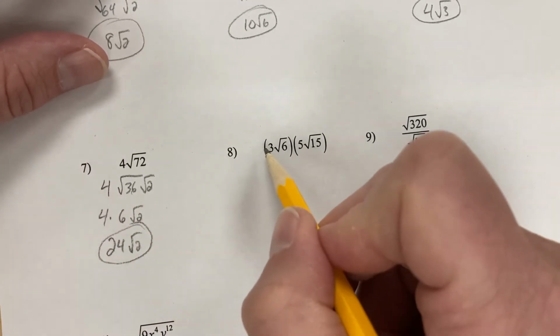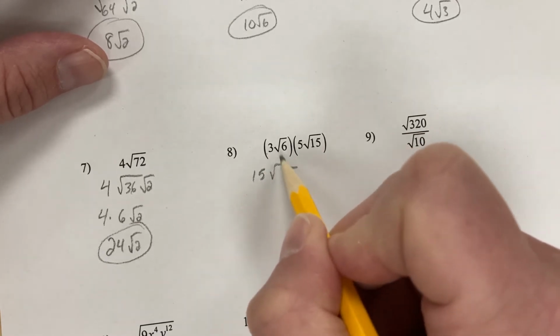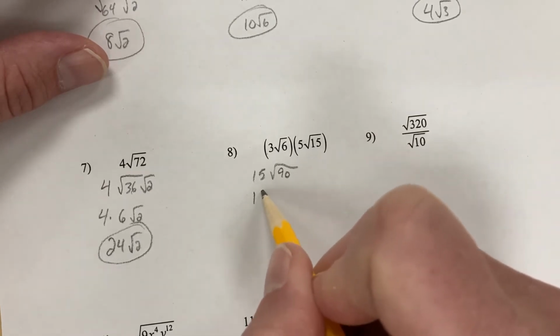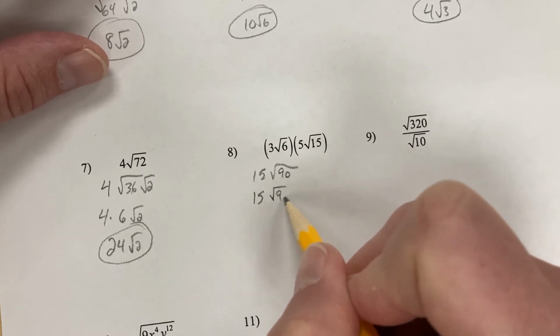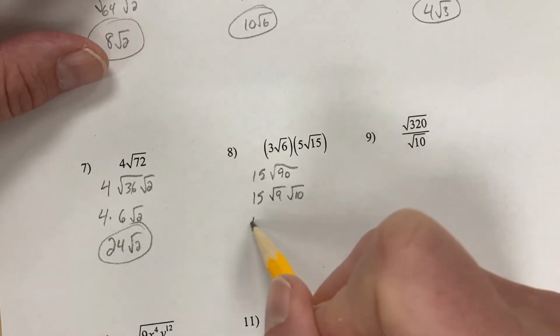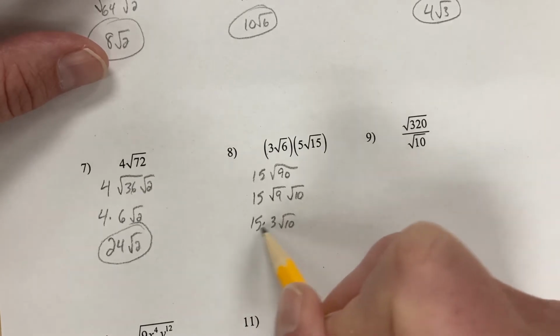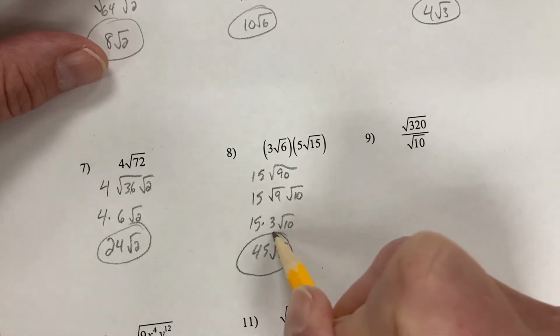For something like 8, we're going to go 3 times 5, 15. And then we'll do the square root. 6 times 15 is 90. All right? Now, square root of 90 we already did. That was number 2. That was square root of 9 times square root of 10. And the square root of 9 is 3. And 15 times 3 is 45. So we end up with that right there.